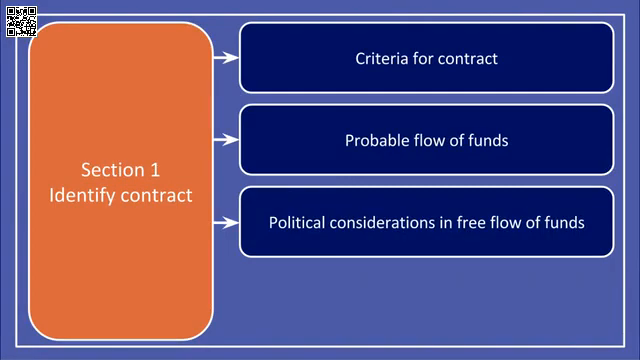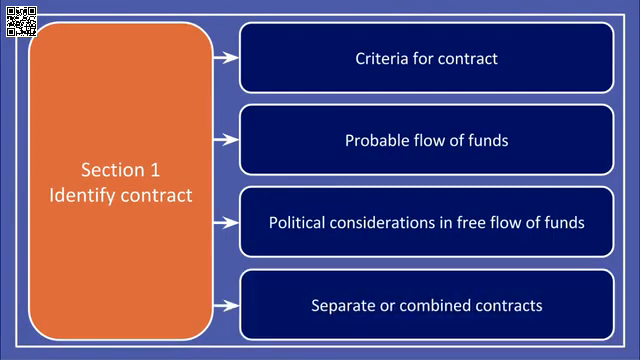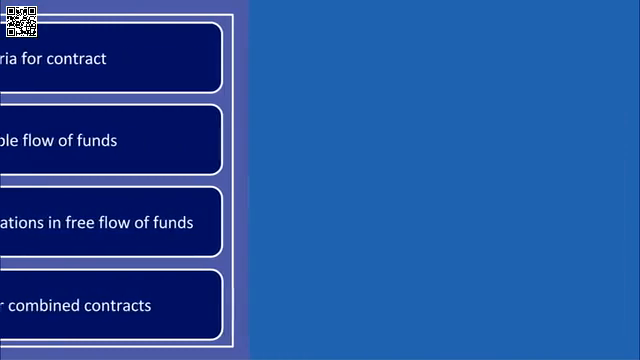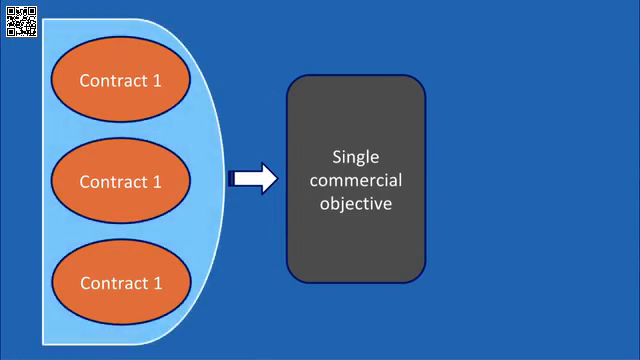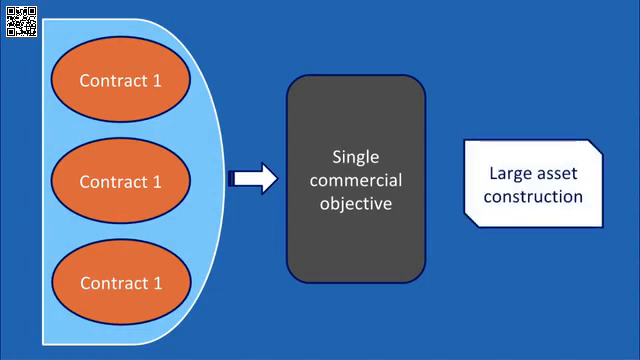The section also requires the identification of separate contracts or the combination of contracts as appropriate. For example, if 3 separate contracts exist to satisfy a single commercial objective, then these contracts would be combined for the purpose of revenue recognition. This could be the case in the construction of a large asset, where separate contracts exist for each component, such as the hull, the engines, and the interior on a shipping vessel.